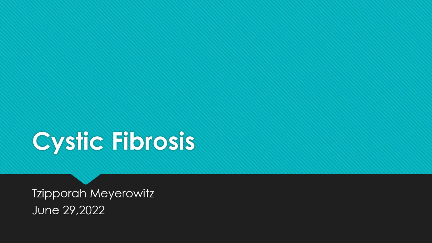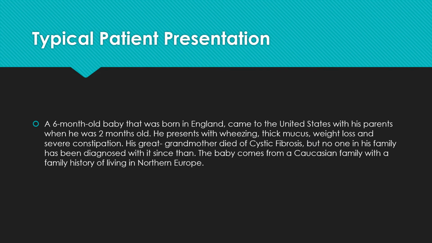And my topic today that we will be discussing is cystic fibrosis. So, a typical patient presentation is a 6-month-old baby that was born in England and came to the United States with his parents when he was 2 months old. He presents with wheezing, thick mucus, weight loss, and severe constipation. His great-grandmother died of cystic fibrosis, but no one in his family has been diagnosed with it since then. The baby comes from a Caucasian family with a family history of living in Northern Europe.